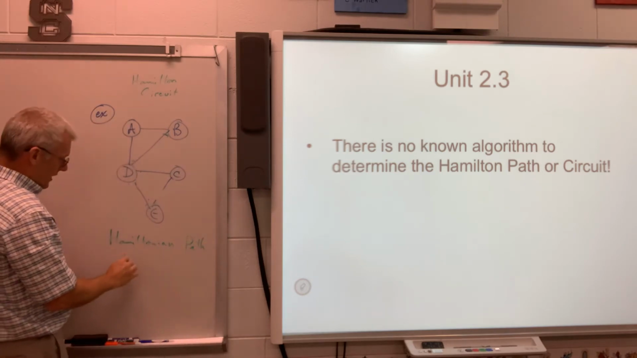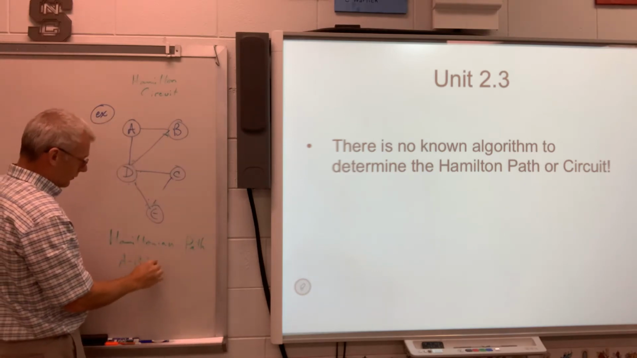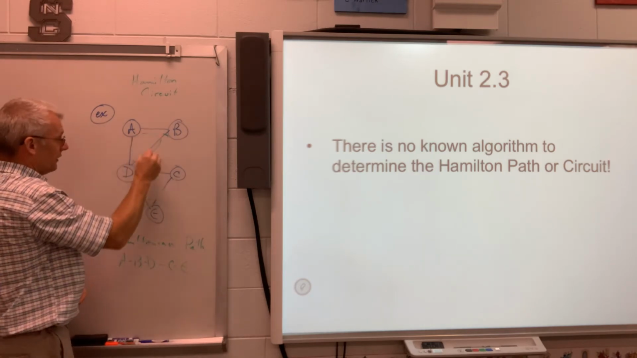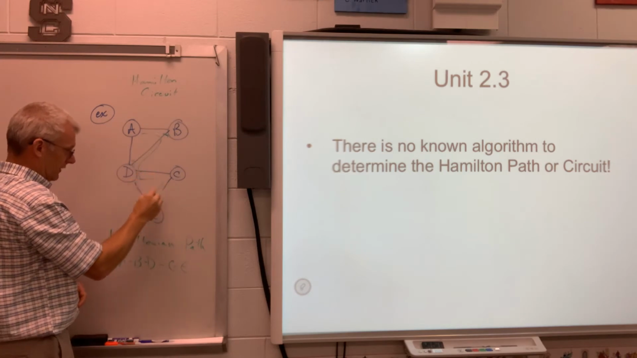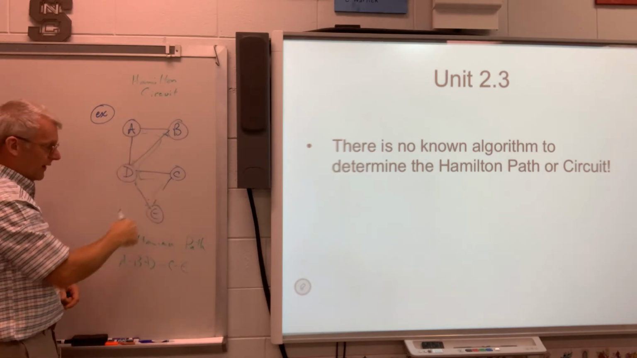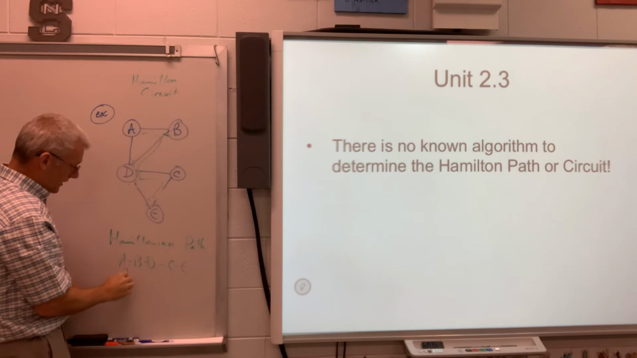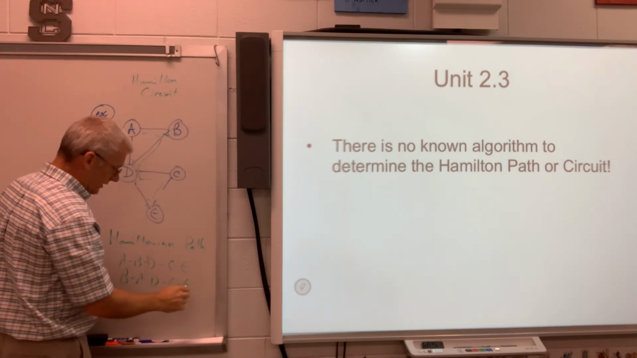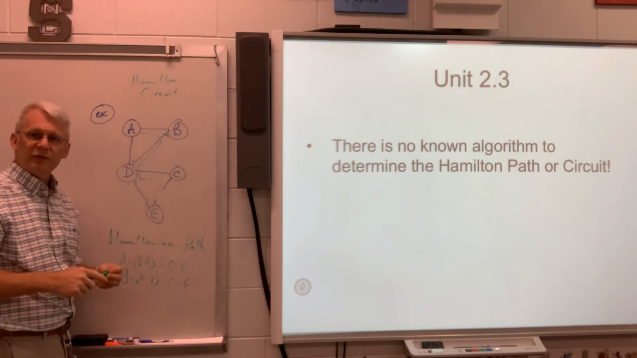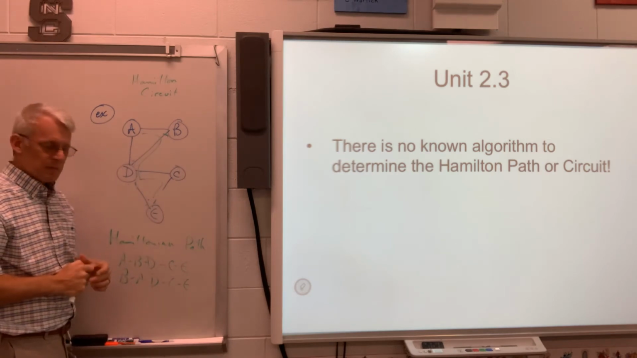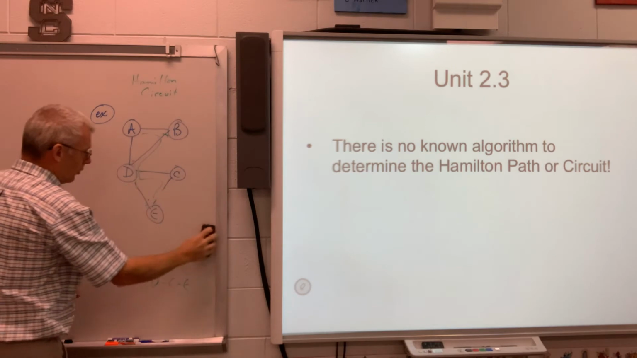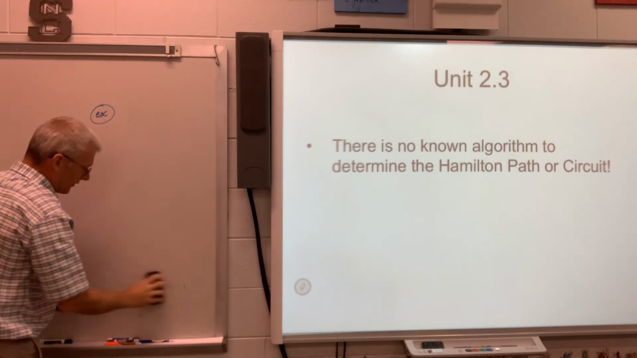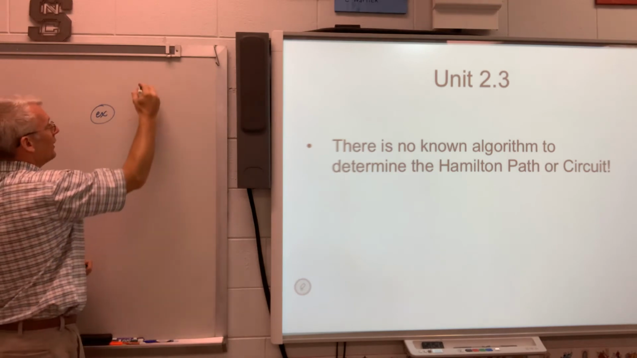I could go A to B to D to C to E. Okay, so I could go this way, C, E. Okay, so I could go that way. I could go B to A to D to C to E. Okay, and yeah. There's about 3 or 4 more that you could do. So let's say, well, what if I have something that's slightly different? Okay, and you want to see if it's Hamiltonian path or a Hamiltonian circuit.